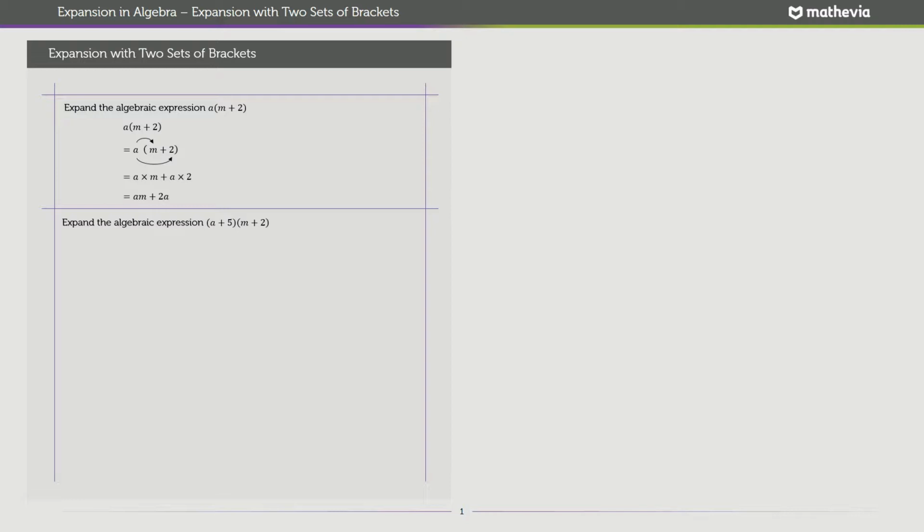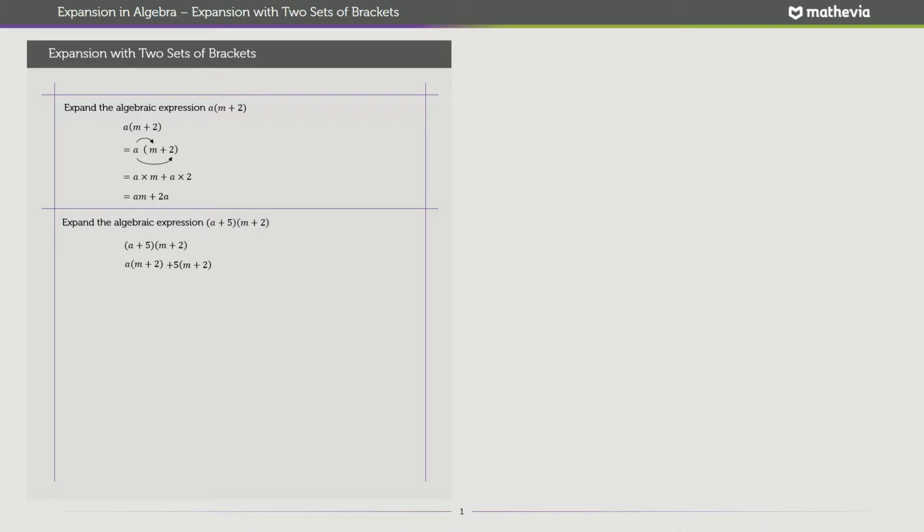It's pretty much the same process, just one slight difference. To expand a plus 5 multiply m plus 2, you look at a plus 5, and you multiply each of the individual terms in that bracket by m plus 2. So you start off with a times m plus 2, plus 5 times m plus 2. You're looking to expand an expression where you have two sets of brackets: a plus 5 in the first bracket and m plus 2 in the second bracket.